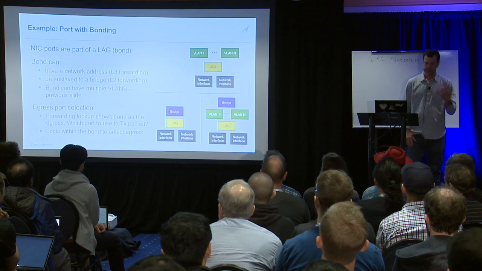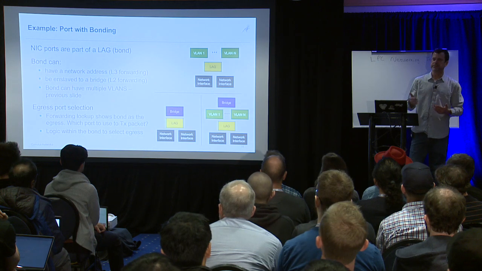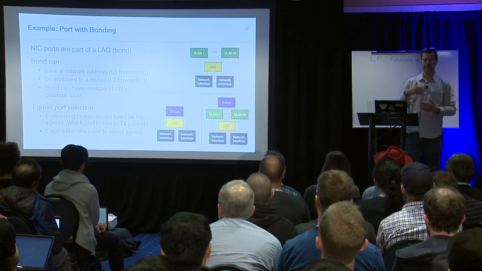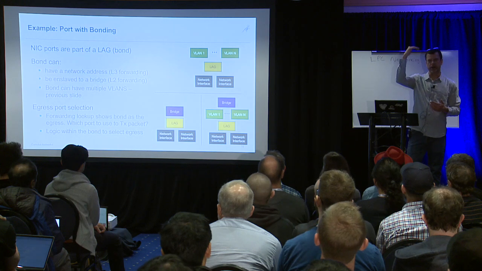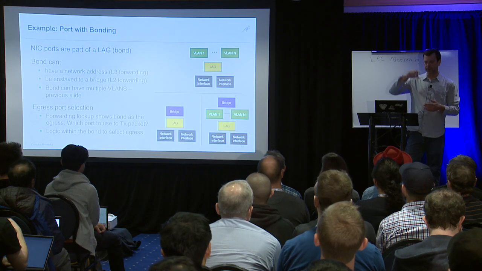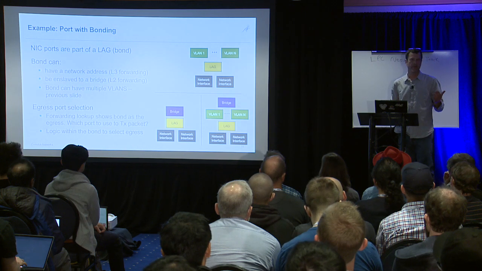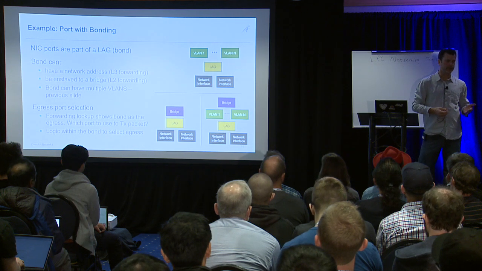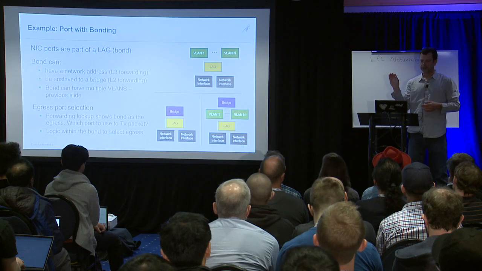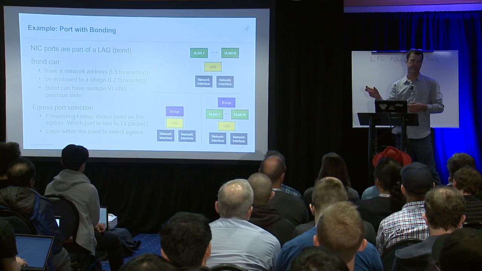Similar with bonding, same kind of idea. Bonding brings in a whole other example, the egress side. You also have to walk down that feature stack. So if the forwarding lookup says go out eth1.100, meaning VLAN device 100, you've got to get that back down to the NIC port, which has the actual XDP program.